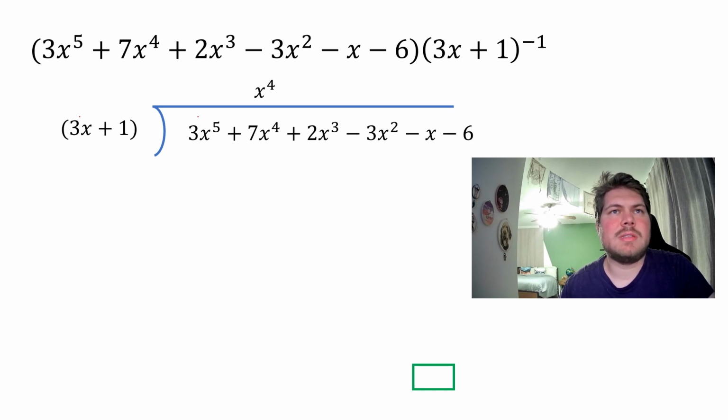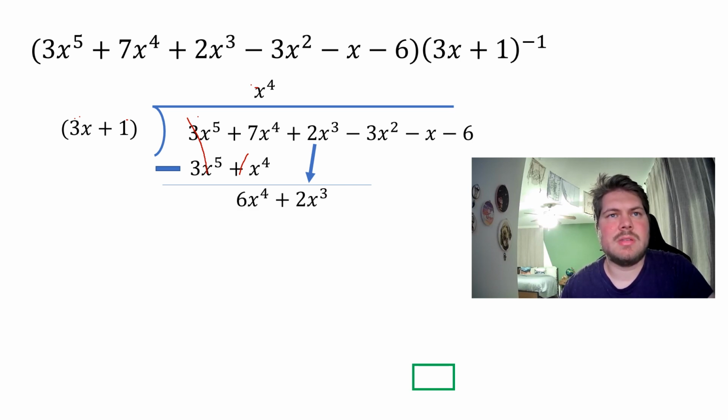So now we have to consider 3x times x to the 4th will give you 3x to the 5th. But x to the 4th times 1 will give you x to the 4th. And we're going to subtract. These cancel out. 7 minus 1 gives you 6. And then we're going to bring this 2x cubed down. So 6x to the 4th plus 2x cubed. Now, how many times does 3x go into 6x to the 4th?